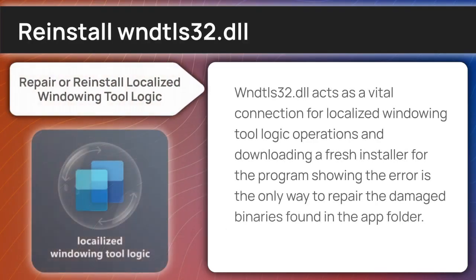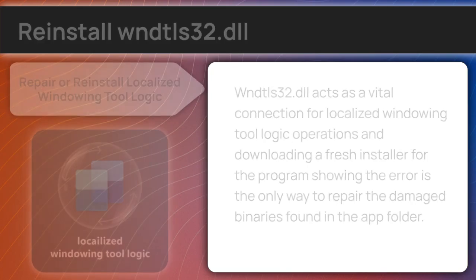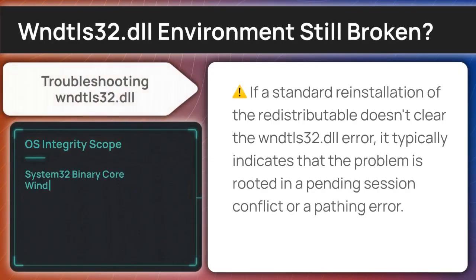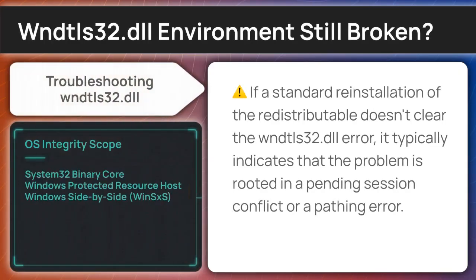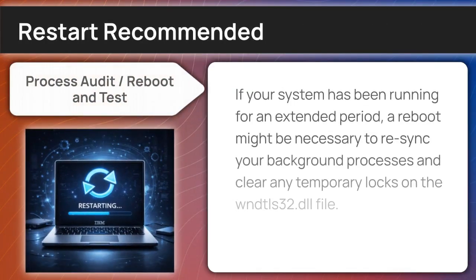wndtls32 acts as a vital connection for localized windowing tool logic operations, and downloading a fresh installer for the program showing the error is the only way to repair the damaged binaries found in the app folder. When a fresh installer fails to clear the error, it typically points toward a deeper conflict within the Windows execution layer. If your system has been running for an extended period, a reboot might be necessary to resync your background processes and clear any temporary locks on the wndtls32 file.